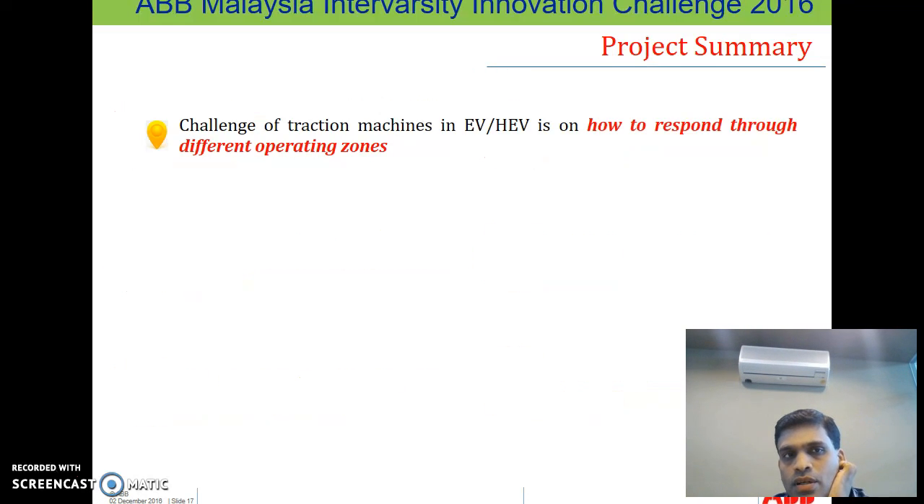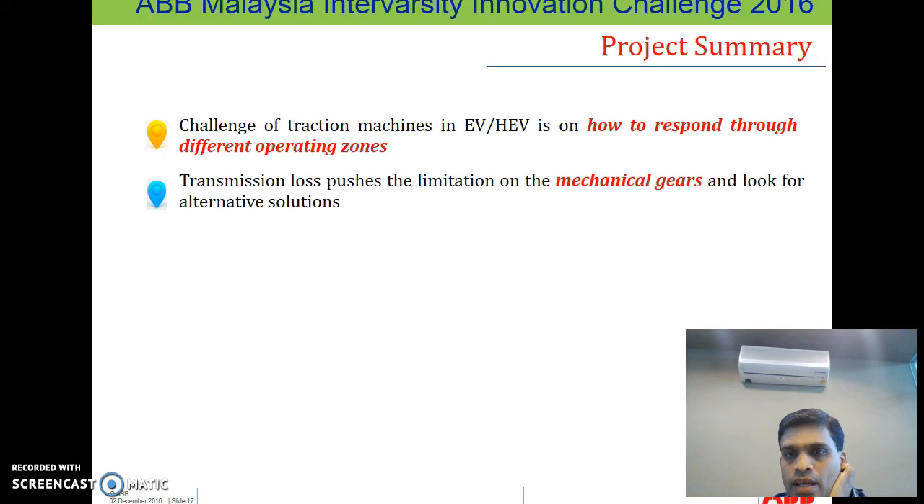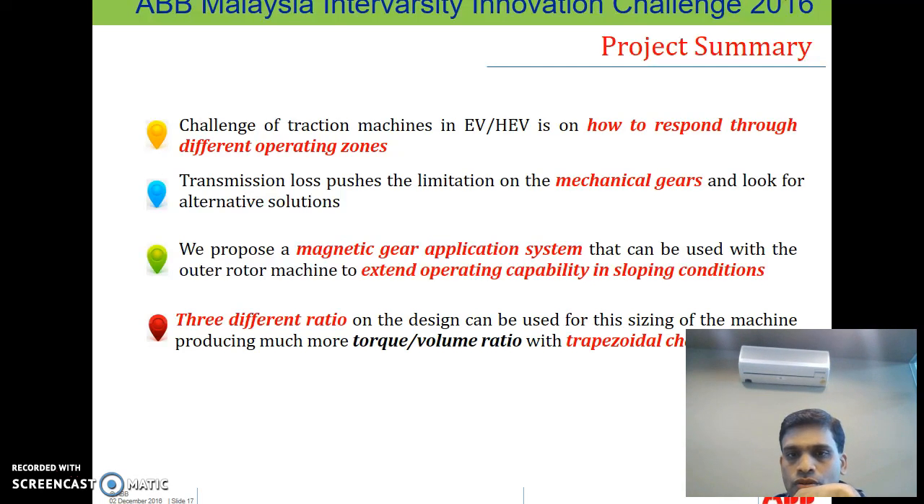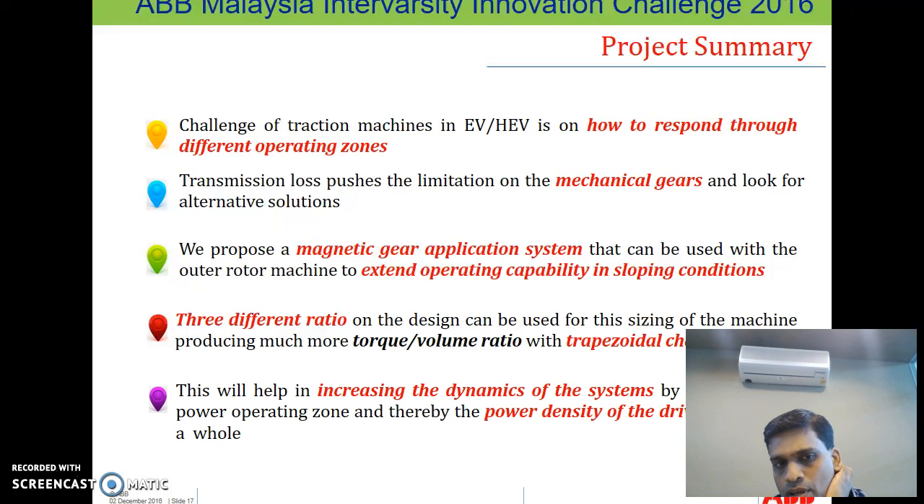So, the project summary to conclude: the challenge of the traction drive is how to respond across different operating zones. The mechanical gear is a drawback. So we propose a magnetic gear with extended operating capability in sloping conditions. Three different ratios are used, and all produce a trapezoidal characteristic, which is more suited for BLDC type of operation. This will also help the reduction in torque volume and increase the dynamics of the system: one by extending the power operating zone, and second by increasing the power density of the system.